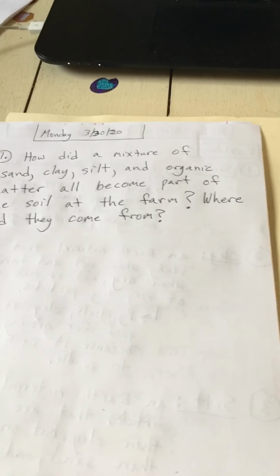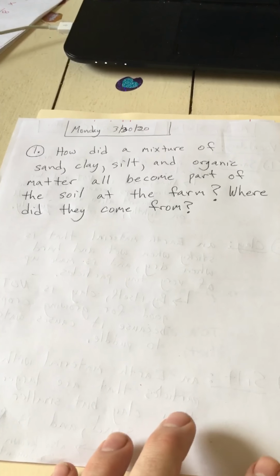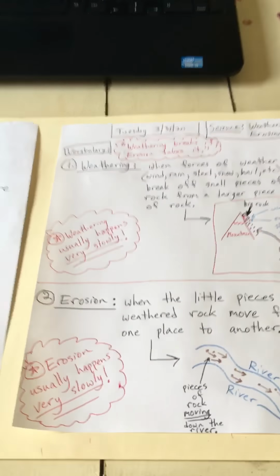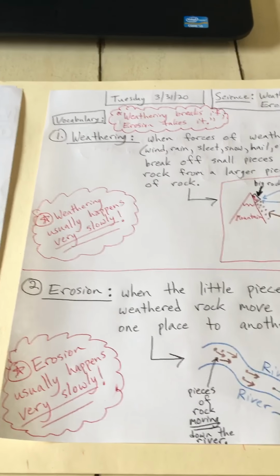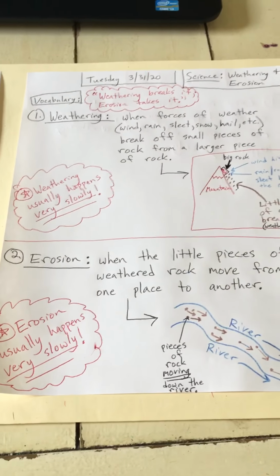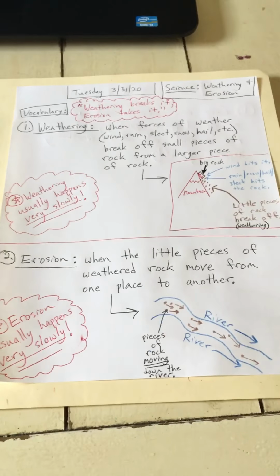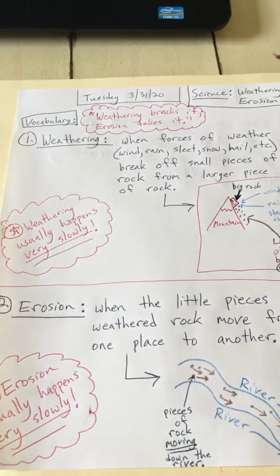You've probably heard these words in the past, but we're going to learn a lot about weathering and erosion. So here we go. I drew a couple of pictures. I will explain what this is, and then today my job is going to be to go out and find some cool examples of weathering and erosion that happen in the real world. Okay, so today is Tuesday, March 31st, 2020. We're talking about science, weathering, and erosion.